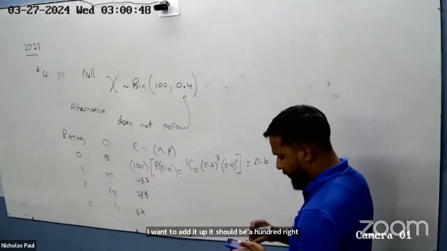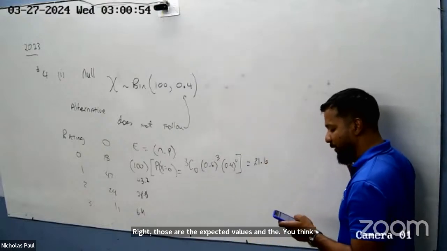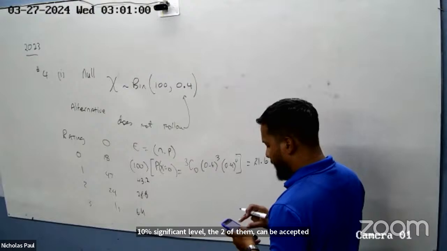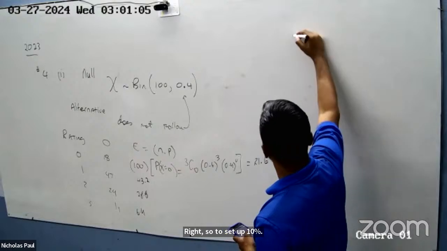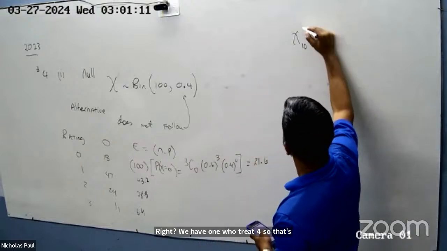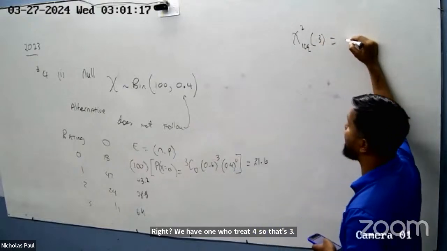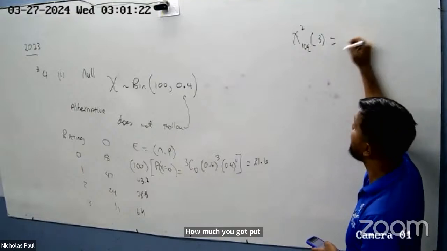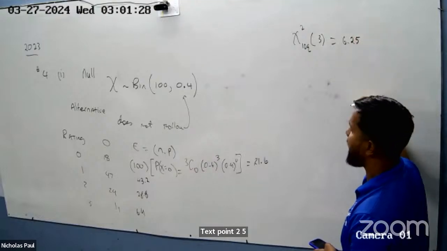Right, those are the expected values, and using the 10% significance level, determine whether the theory can be accepted. So the significance level is 10%. How many degrees of freedom? We have 1, 2, 3, 4, so that's 3. Put the chi-squared value from the table. Table value here is 6.25. That's the value from the table.